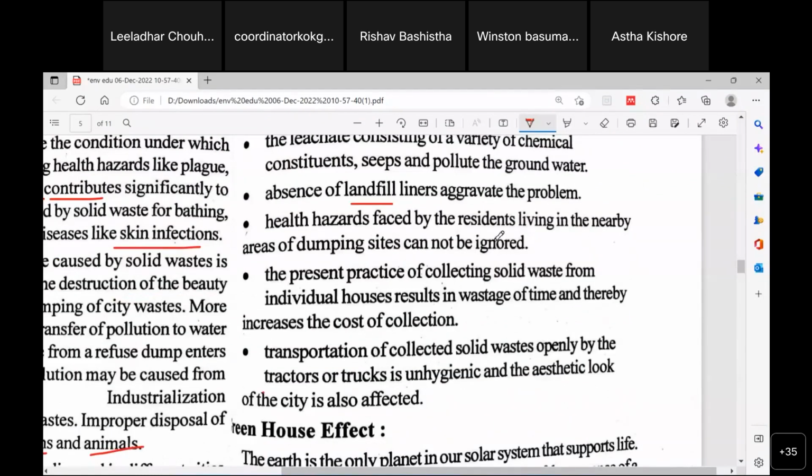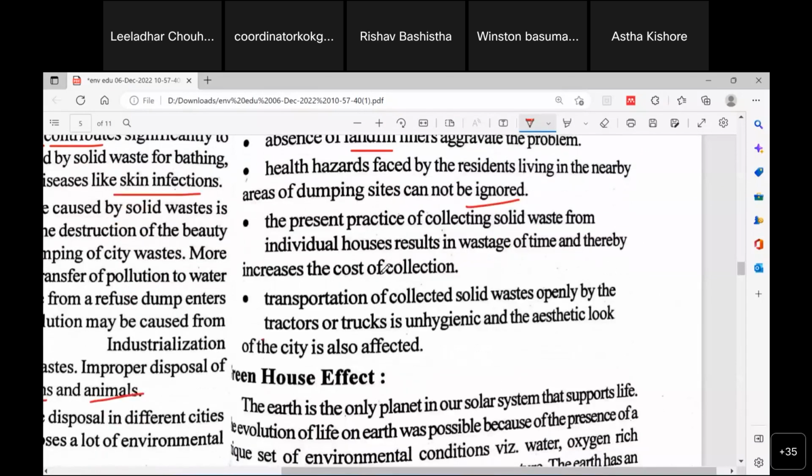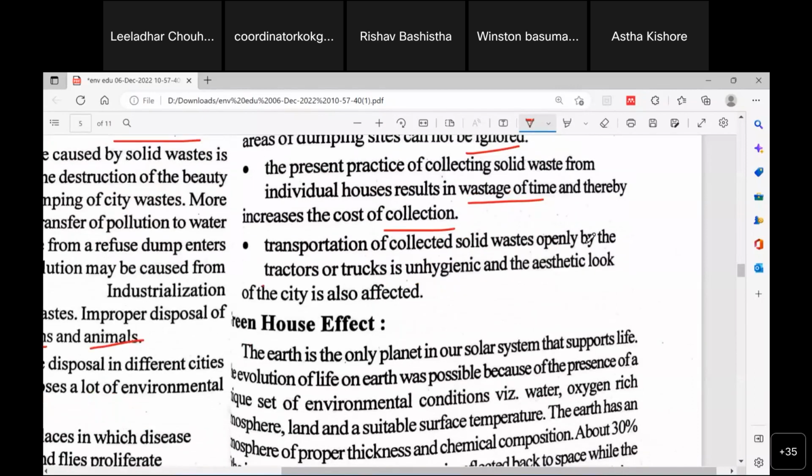Health hazards faced by residents living in nearby areas of dumping cannot be ignored. Yes, that is also a problem. Serious health problems can occur to people residing near dumping of solid waste. The present practice of collecting solid waste from individual houses results in wastage of time and cost of collection, but we need to find a mechanism to do it. Like in Kokrajhar they are doing, and it is not so bad, still working nicely. Transportation of collected solid waste openly by tractors or trucks is what is done. You have seen the municipality do it like that. That is completely unhygienic, and the aesthetic look of the city is also affected.